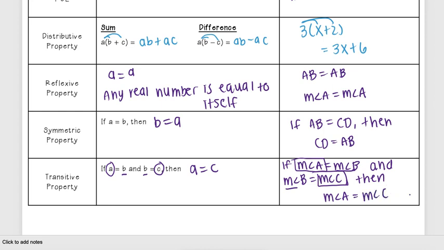Okay, that's it for this video, and go ahead and move on to the next one where we'll actually be practicing these proofs.